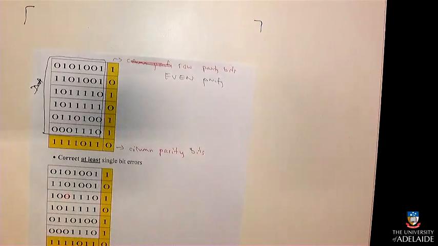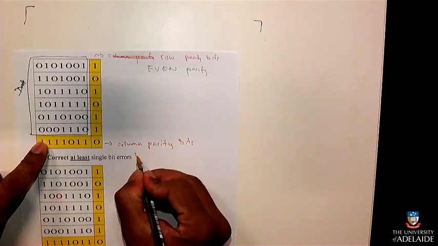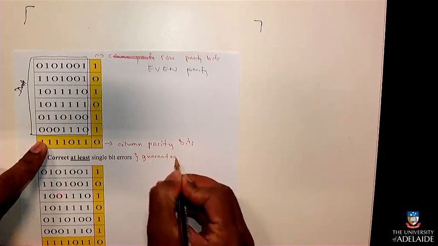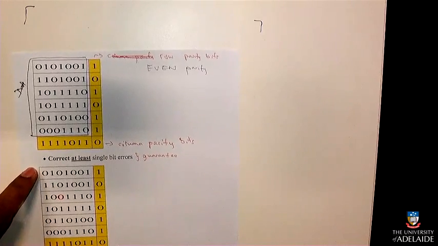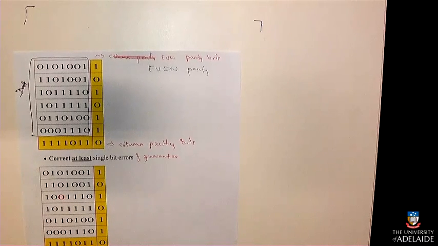But the nice thing about 2D parity is that we can actually locate the error, right? So it's guaranteed to at least detect and correct single bit errors. This is the guarantee that it provides. As long as only one bit has flipped, you're guaranteed to be able to detect and correct it, right? But it can do a little better.